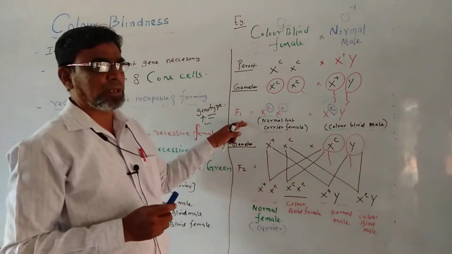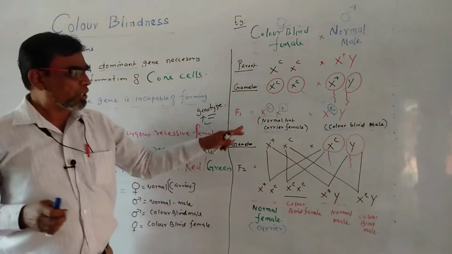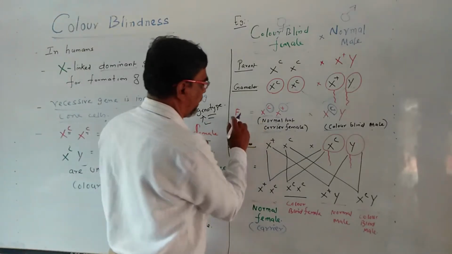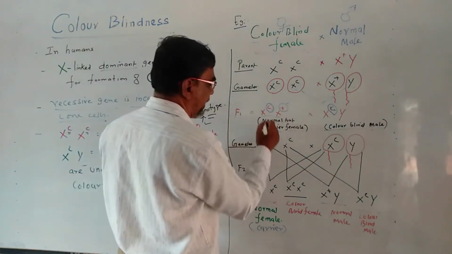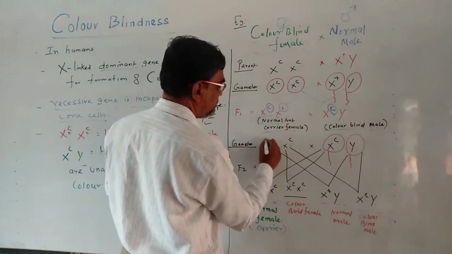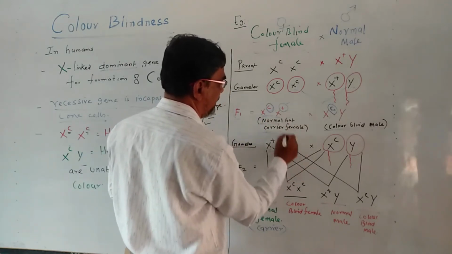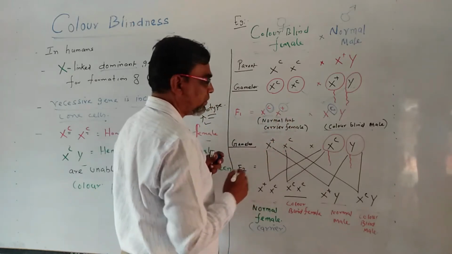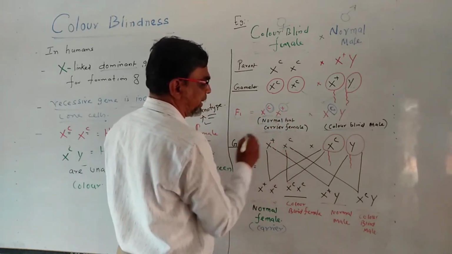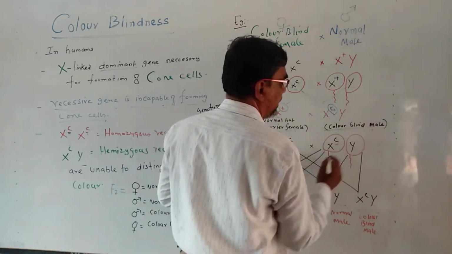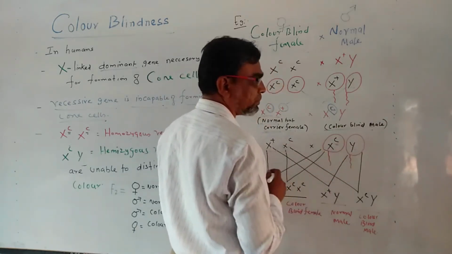This is the F1 generation. Next, the F2 generation. We take the gametes from the F1 generation. This is gametes. This is gametes. Two types of gametes: one is X^c, one is X plus. This is the plus gene, here the dominant is there. Here the Y chromosome, it's color blindness.